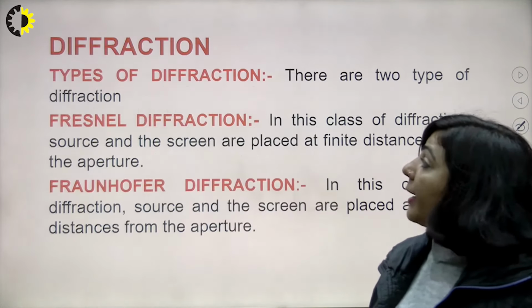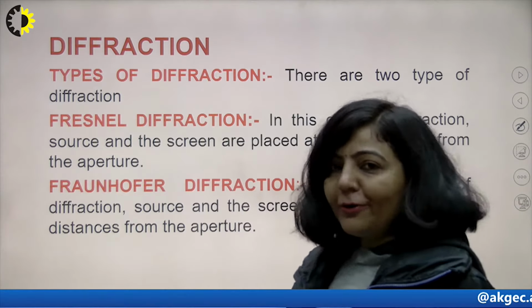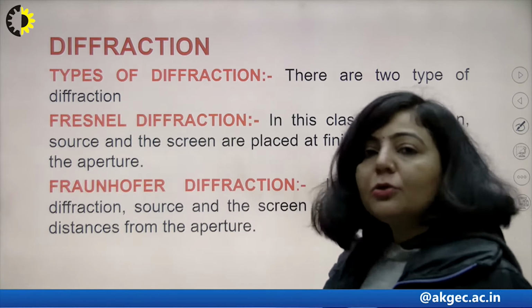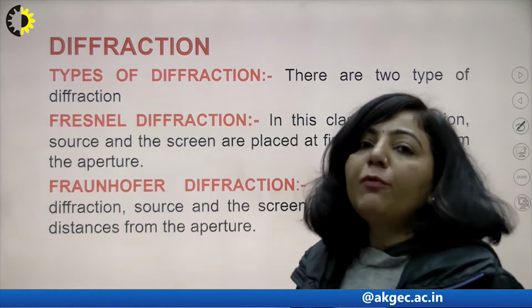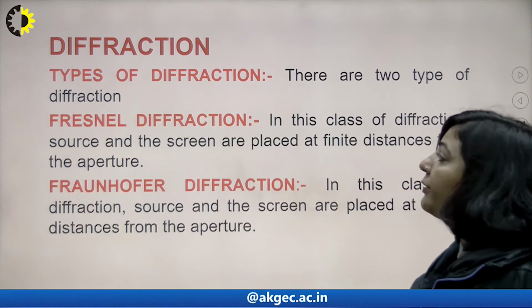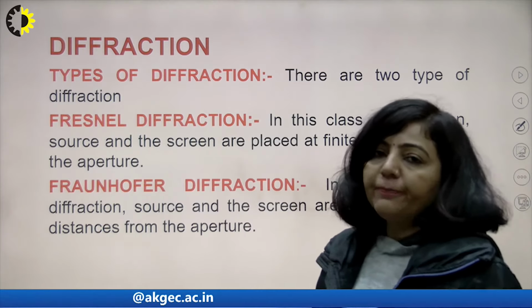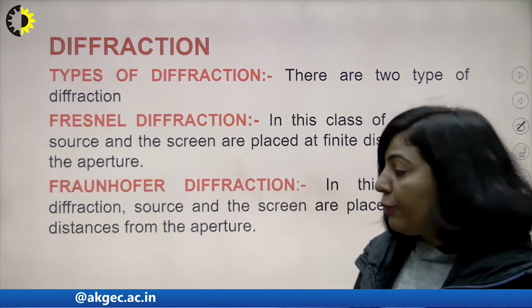Now the types of diffraction. Sorry, not interference, I am so sorry for that. I am discussing here the types of diffraction. Two types of diffraction are there. The first one is Fresnel diffraction, and the second type is known as Fraunhofer diffraction.